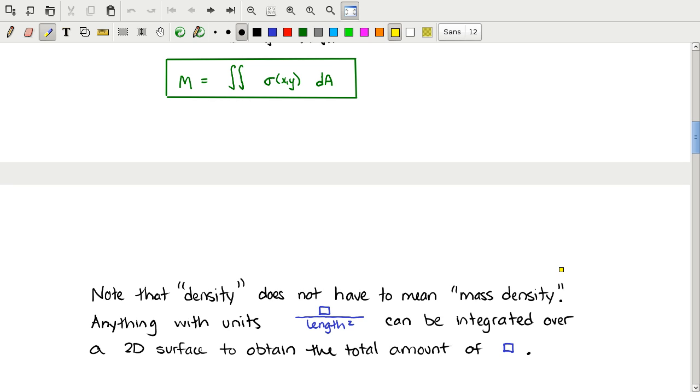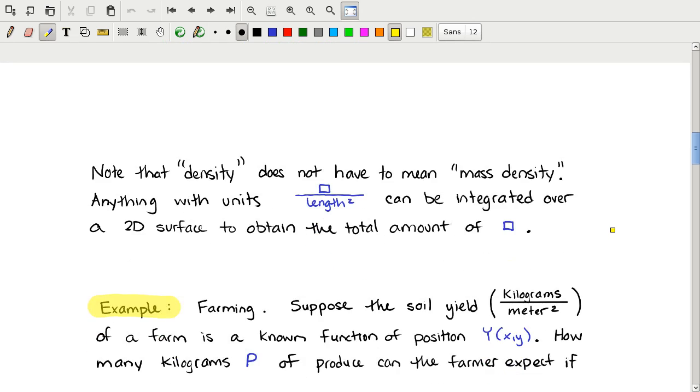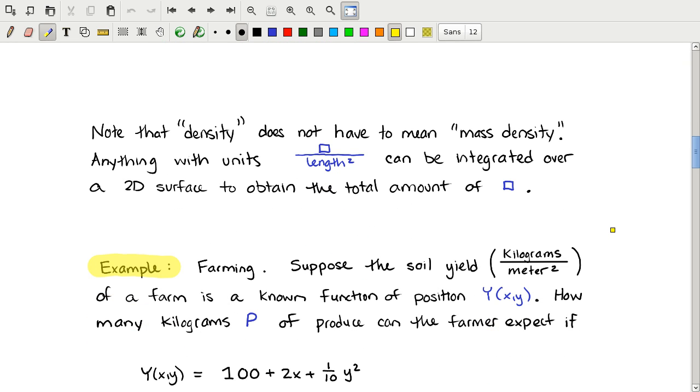Essentially anything with units of something per length squared can be integrated over a 2D domain to obtain the total amount of that something, because when we integrate this against dA, dA has units of length squared, and we get the original unit, the quantity in question. So for example, I'll do a worked example that has nothing to do with physics.